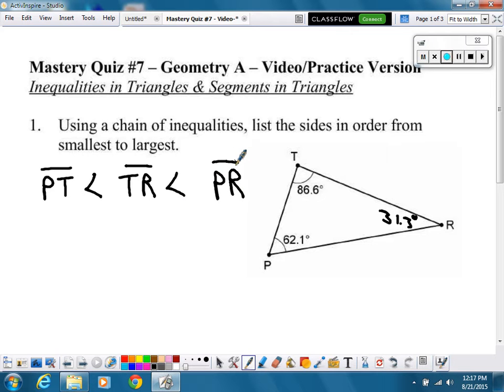Making sure I use the proper symbols on my answer here. It does say to use a chain of inequalities, so we want to make sure we use inequality symbols. Make sure we're including them. I know that we have a habit of just maybe writing down the sides as the answers, but we want to make sure we write that chain.